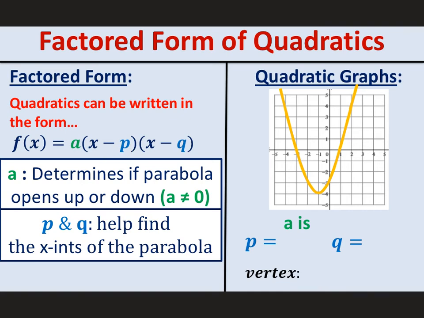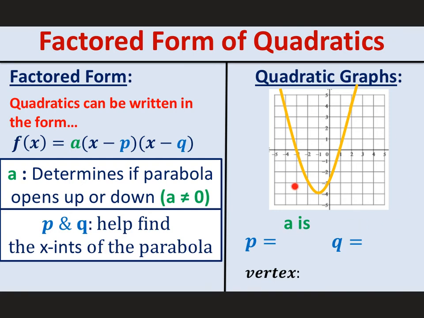These are opposite like before. So if it says minus 5, the intercept is really at positive 5, or if it says plus 3, it's really at negative 3. It does that opposite thing. So again, a value determines whether it opens up or down, and if it's narrow or wide, and p and q help us find the x-intercepts of the parabola.